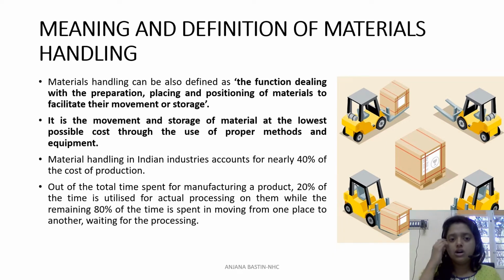Okay, now like I mentioned, for the organization or for the industry, material handling is a very important cost incurred by them. Out of the total cost, which includes cost of production and various other costs, material handling cost accounts for more than 40% of the cost of production. Okay, so it is important. And then the total time taken to manufacture the product. See, the entire process of converting raw materials to finished goods through those different equipment and machines might take only 20% of the time.